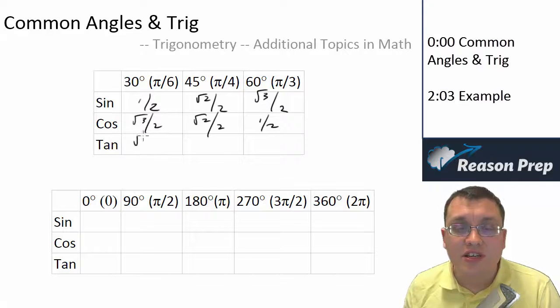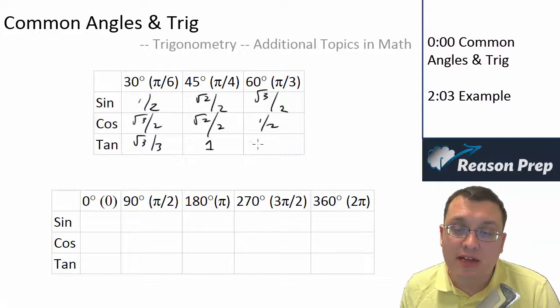For tangent, the tangent of 30 is radical 3 over 3. The tangent of 45 is 1. And the tangent of 60 is radical 3.